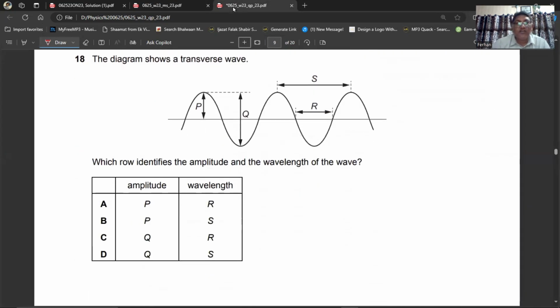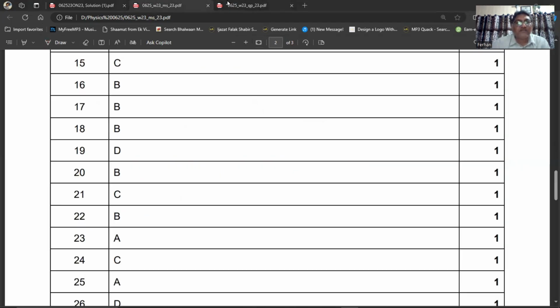That is the right answer. Question number 18, the diagram shows a transverse wave. Which row identifies the amplitude and the wavelength of the wave? You know, the amplitude is how high you go from the mean position, or how low you go from the mean position. So I think P is the amplitude, and the distance between two consecutive crests is called the wavelength. So that is S. So P and S. I think B is the right option. Question number 18, B is the right option.